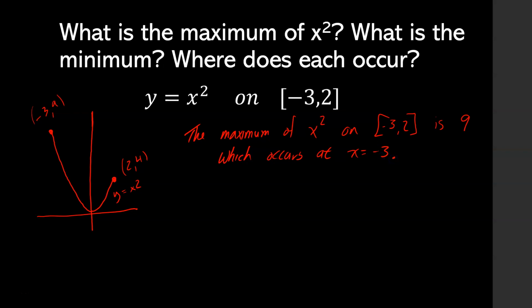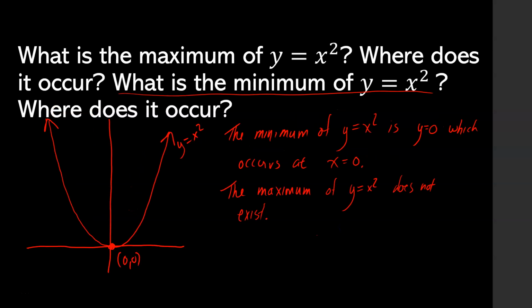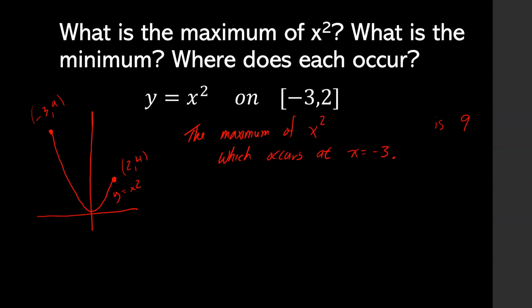Okay, you might be wondering why I put in that closed interval. Well, let's think about this. The maximum of x squared is 9. Is that true? It's not. We just said that x squared has no maximum. So why does x squared have a maximum right now? Because we're talking about that particular closed interval, [-3, 2].